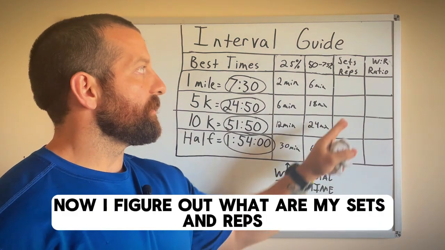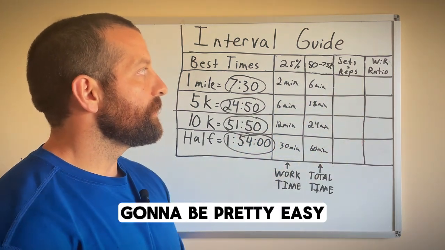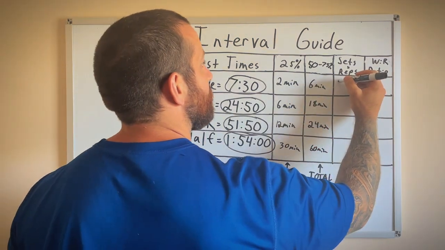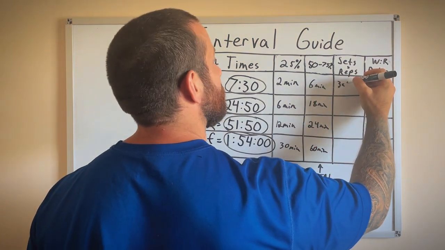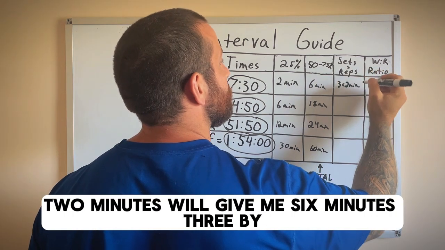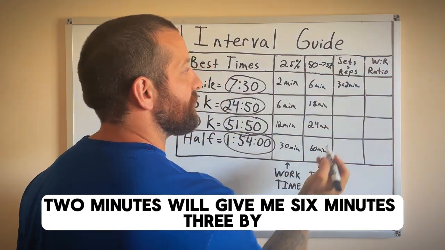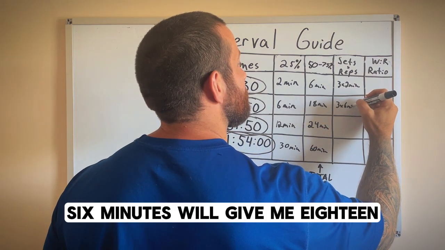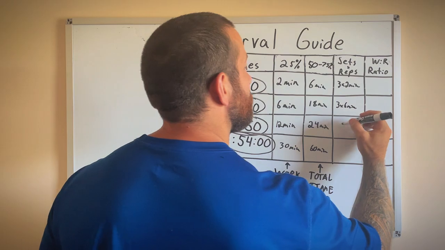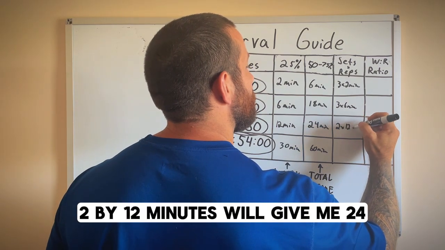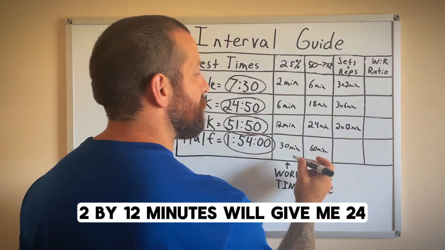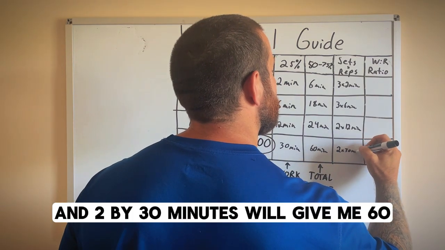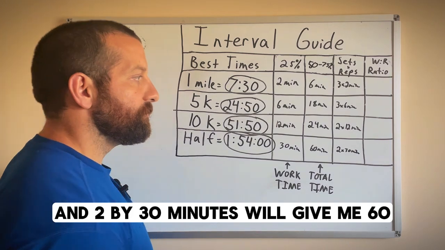So now that I have this, I figure out what my sets and reps are going to be. Pretty easy. If I just do this really quick math here, 3 by 2 minutes will give me 6 minutes. 3 by 6 minutes will give me 18. 2 by 12 minutes will give me 24. And 2 by 30 minutes will give me 60.